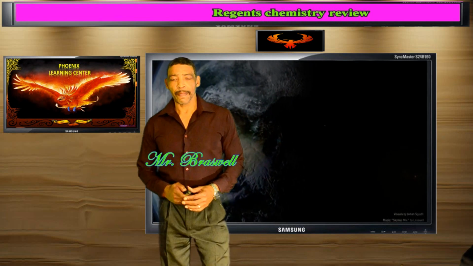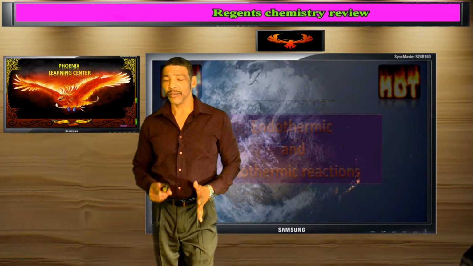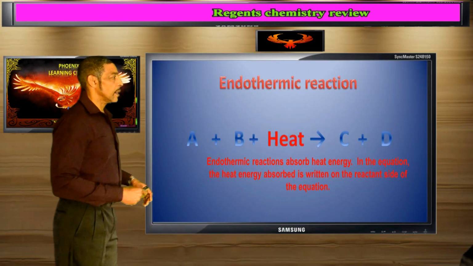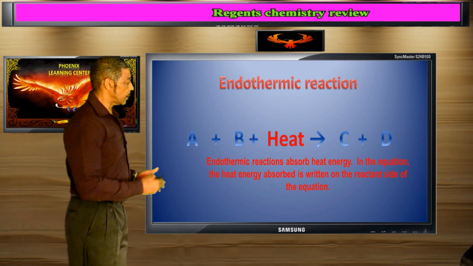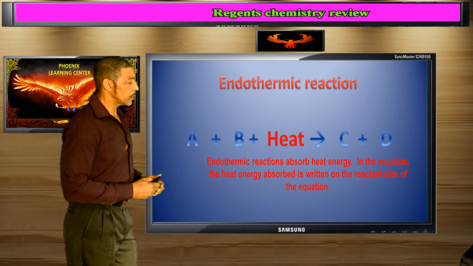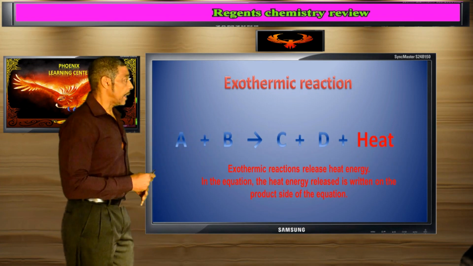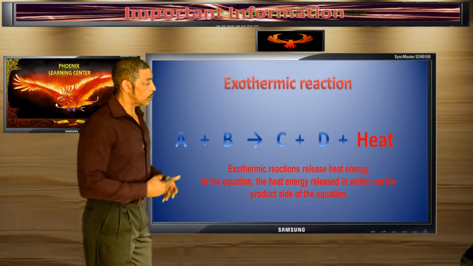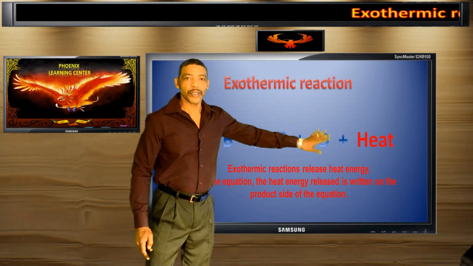I'm Mr. B. During this lesson, I will relate potential energy diagrams to both endothermic and exothermic reactions. Endothermic reactions absorb heat energy. In the equation for an endothermic reaction, the heat energy is always written on the reactant side. And exothermic reactions release heat energy. In the equation for an exothermic reaction, the heat energy is always written on the product side.